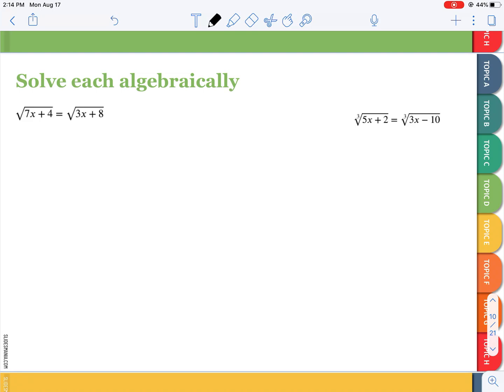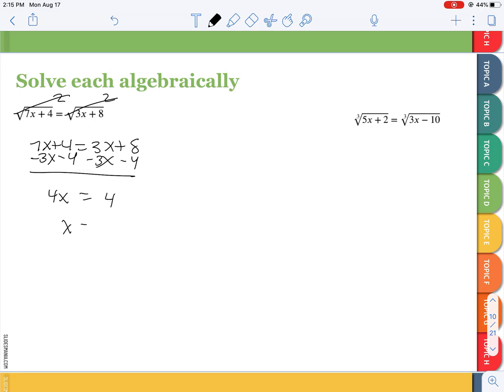So in this case, the first one here, we got the square root of 7x plus 4 equals the square root of 3x plus 8. So since I already have the radicals on opposite sides, I'm going to undo the root by doing the square power to both sides. And remember that squares and square roots are opposites or inverses, so they will cancel out. And then from here, I'm going to solve. So I'd be subtracting 4 here, and that would give me 4.